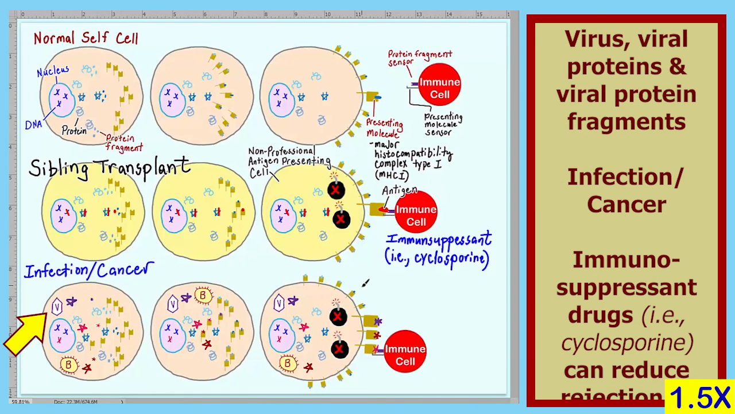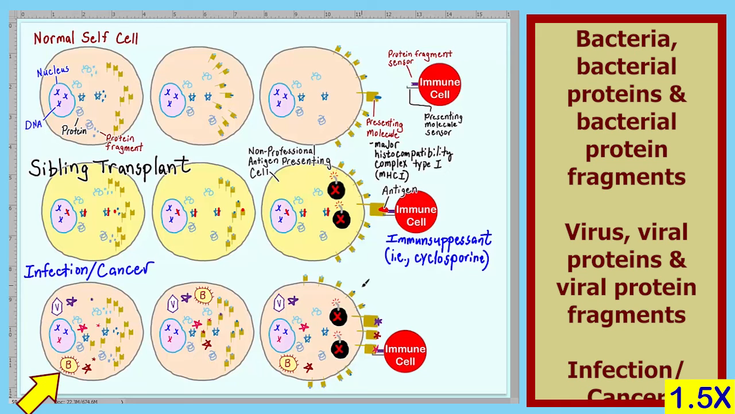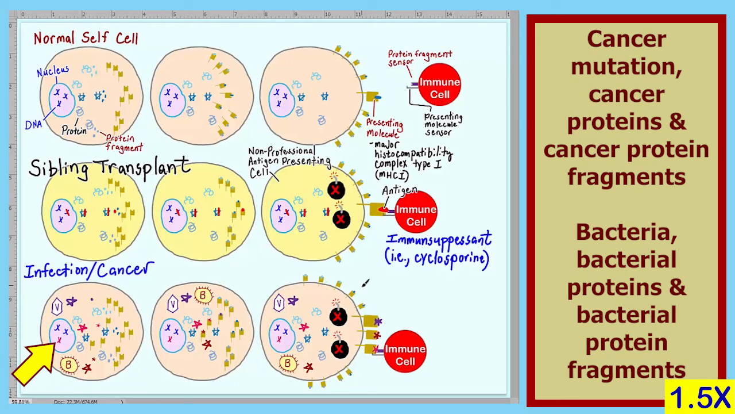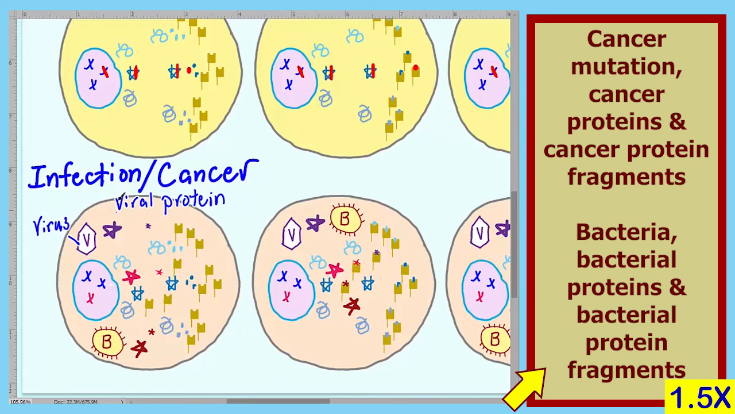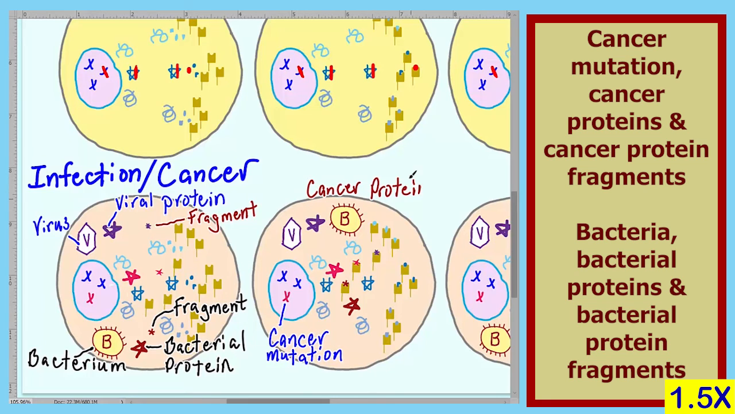Here we have a virus, viral proteins, and viral protein fragments. Bacteria, bacterial proteins, and bacterial protein fragments. A cancer mutation, cancer proteins, and cancer protein fragments. Here we have the virus leading to its fragment, the bacterium leading to its fragment, and the cancer mutation leading to its fragment. The last item to identify is the specific type of immune cell.